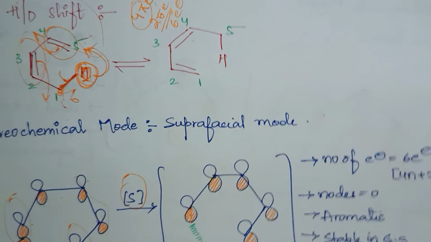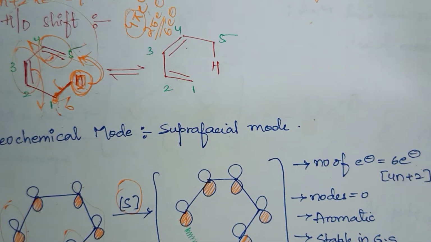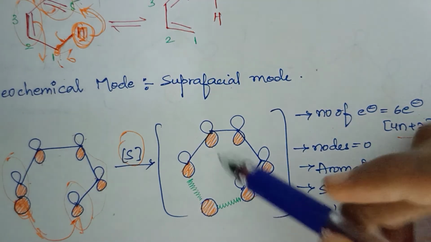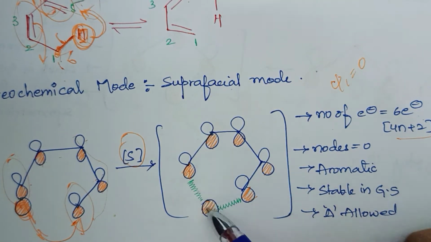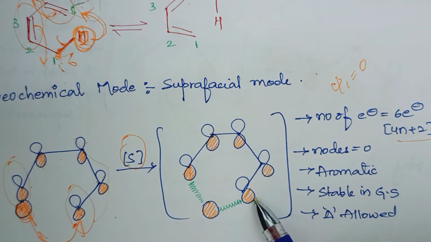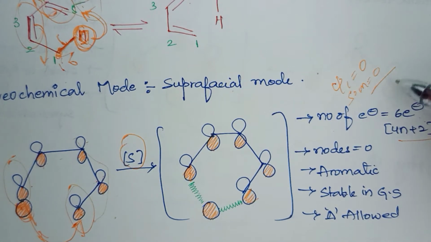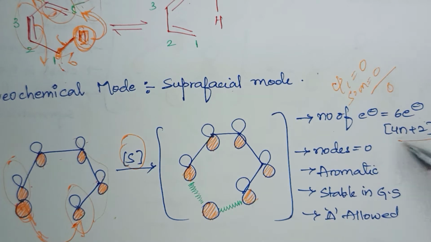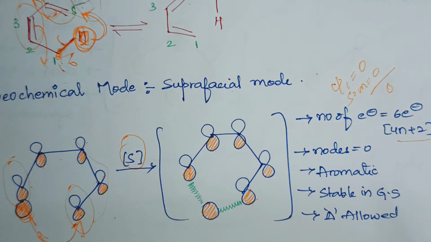So here when you see it, number of electrons are 6. As it is 6, it is not a multiple of 4, so it comes under the 4n plus 2 rule. Now the number of nodes: in xy1 actually you will have 0 nodes. Now when you see here, shaded is overlapping with shaded only, here also shaded is overlapping with shaded only. No nodes are formed during the stereochemical mode, so total number of nodes is 0. Here nodes are 0, and a 4n plus 2 system with 0 or even number of nodes is aromatic. As it is aromatic, it will be stable in the ground state and it is thermally allowed.